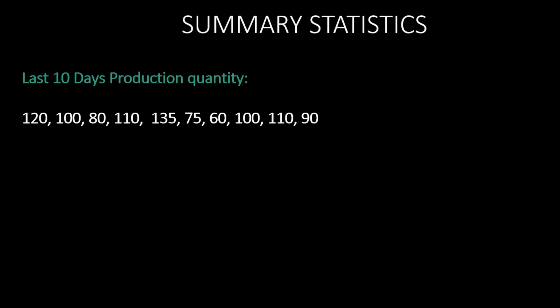The first question on your screen is: let's say you are in charge of a production plant, and these are the numbers for the last 10 days. On the first day, you produce about 120 products, 100 on the second day, and so on. And on the last day, you have about 90 products. If you have to present this to your management, you will say that we make about 98 products per day, which makes sense.